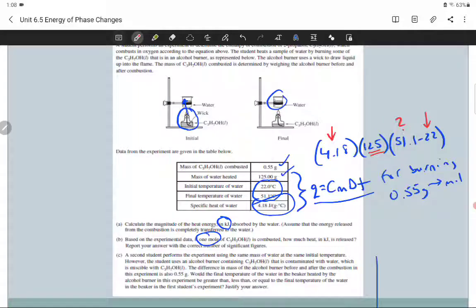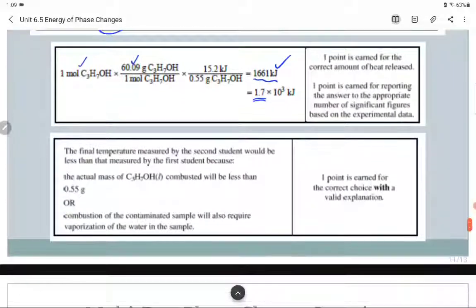So if you burned 0.55 grams, you got a certain amount of energy. But did we really burn 0.55 grams? No, we burned less than 0.55 grams because some of it was water, and water's not going to burn. So if you used less fuel to burn, I think it would be obvious that you would get less energy. And if you got less energy, that change in temperature, well, in this case, that final temperature wouldn't be as significant. Let's see what they provide here.